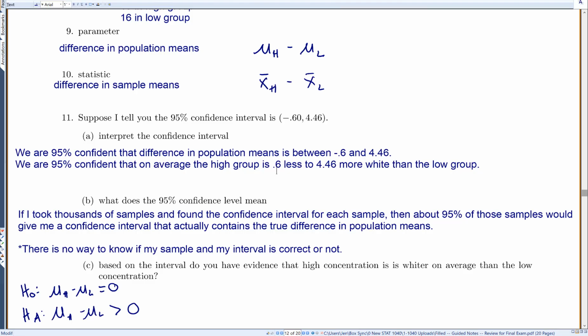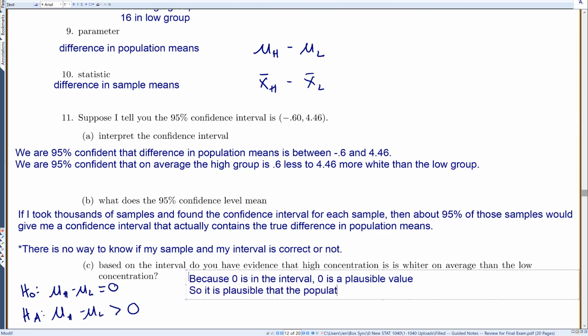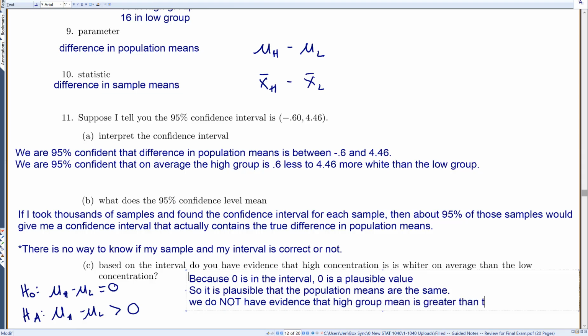In fact, when you look at our interpretation, we said the high group is either 0.6 less or up to 4.46 more. So it's kind of hard. You're like, well, is it less? Is it more? You can't really decide, and that's how you know that they're probably just the same. Because 0 is in the interval, 0 is a plausible value. So it is plausible that the population means are the same, or we do not have evidence that the high group mean is greater than the low group mean.